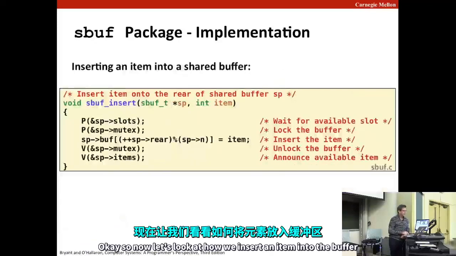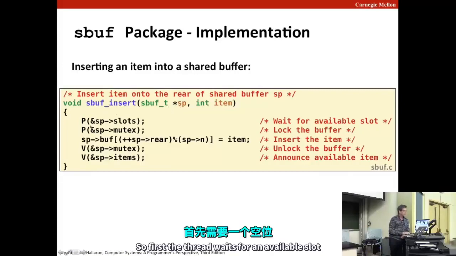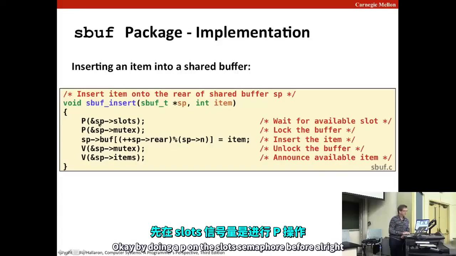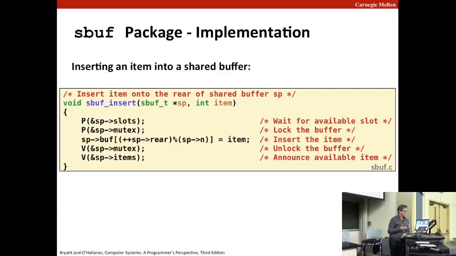Okay, so now let's look at how we insert an item into the buffer. So we want to insert this integer item into this buffer pointed at by sp. So first, the thread waits for an available slot, okay, by doing a P on the slots semaphore. Right? So P will block until slots is greater than or equal to 1.